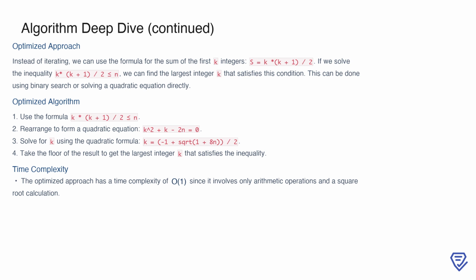By taking the floor of the solution, we determine the total number of full rows directly without iterating. This optimized approach has a time complexity of O(1), because it involves only a few arithmetic operations and a square root calculation, making it significantly faster than the brute force method for large n.